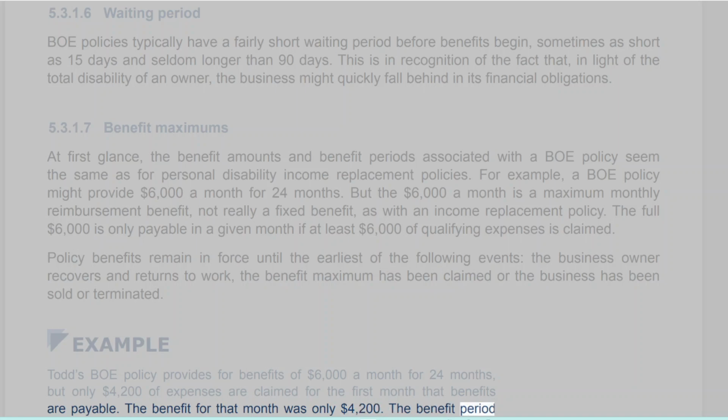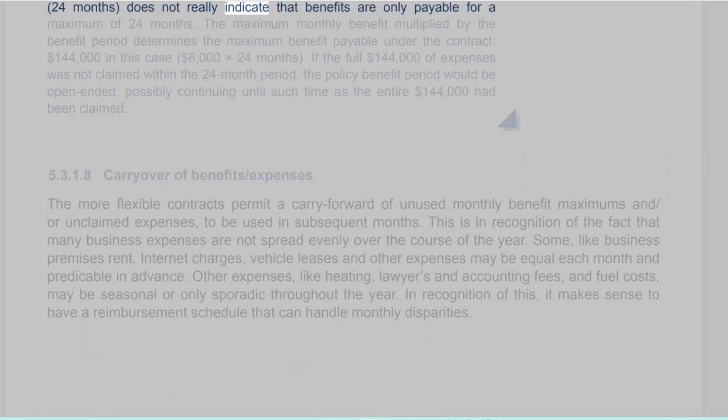The benefit period, 24 months, does not really indicate that benefits are only payable for a maximum of 24 months. The maximum monthly benefit multiplied by the benefit period determines the maximum benefit payable under the contract: $144,000 in this case, $6,000 times 24 months. If the full $144,000 of expenses was not claimed within the 24-month period, the policy benefit period would be open-ended, possibly continuing until such time as the entire $144,000 had been claimed.